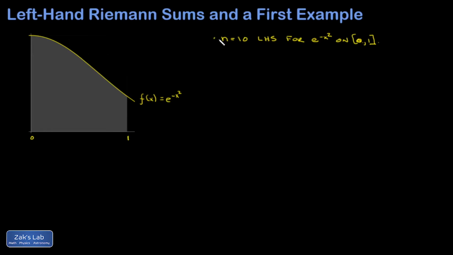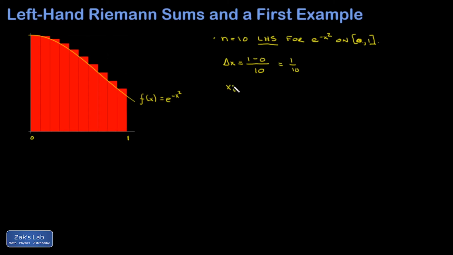In other words, I'm going to slice into 10 rectangles, and I'm going to measure their height at the left end of each subinterval, so I wrote LHS for left-hand sum. There's my n equals 10 approximation, and one of the first things I have to do is figure out what's the width of the subintervals here. So the width of the whole integration interval is 1, or 1 minus 0, and then divided by how many rectangles I want to slice into, and I get 1/10 for that.